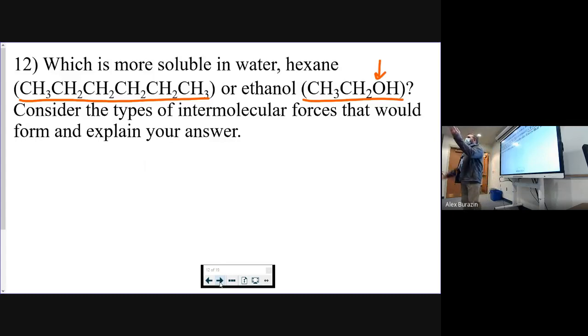Okay? Polar mixes with polar, nonpolar mixes with nonpolar. If you mix them together, it doesn't go so hot. Now, why do polar things not mix with nonpolar things? Are there attractive forces between them?